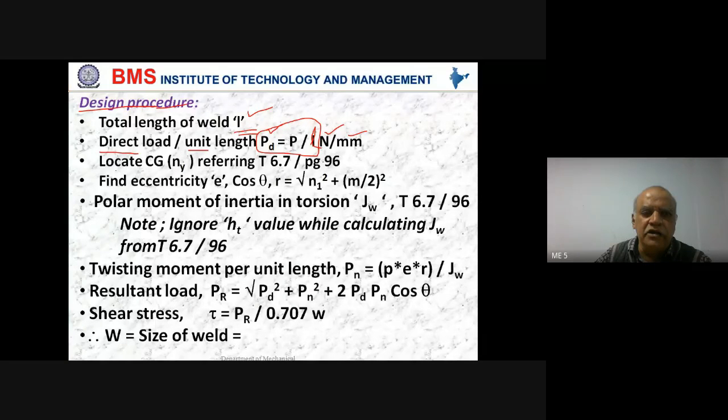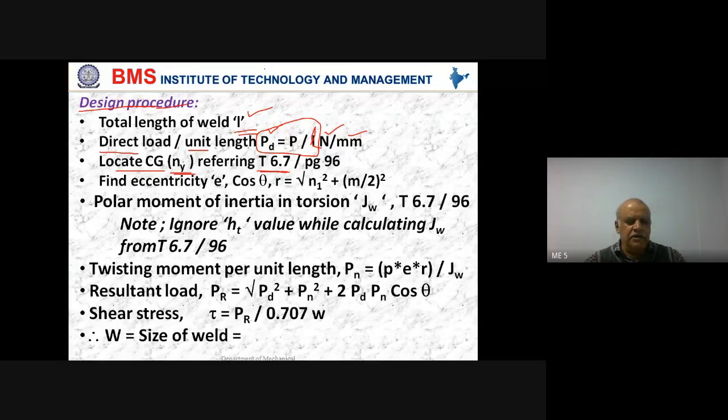Next, locate the CG, center of gravity, Ny. Take table 6.7 on page number 96. Take out your data handbook and go to page number 96. Are you there at page number 96? At page number 96, table 6.7, look for the value of Ny.